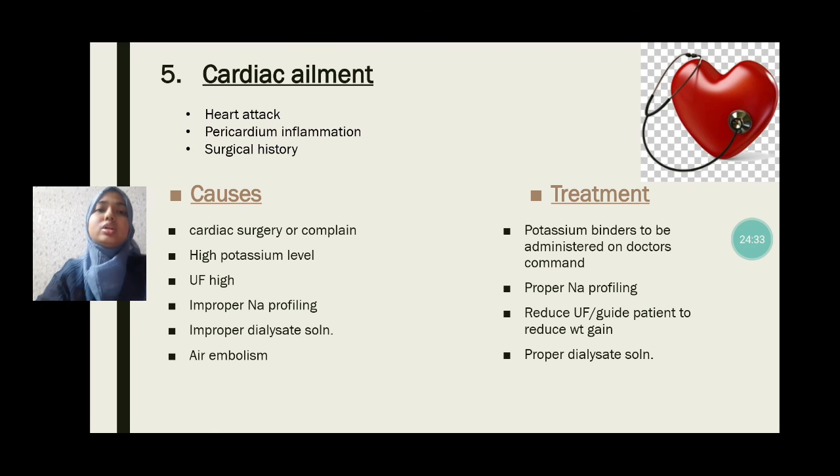Then cardiac ailment, because of heart attack, pericardium inflation, surgical history. If the patient is having any surgical history, then also the patient will show any cardiac ailment. What are the causes? Cardiac surgery or complaint. High potassium levels seen in the patient. UF is high. If UF is high, then also a patient may show cardiac ailments.